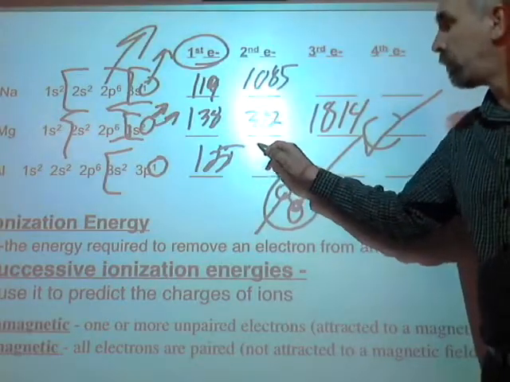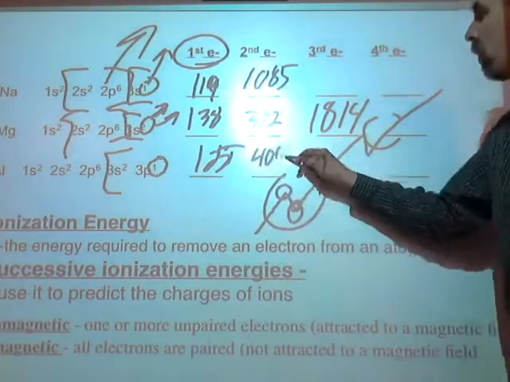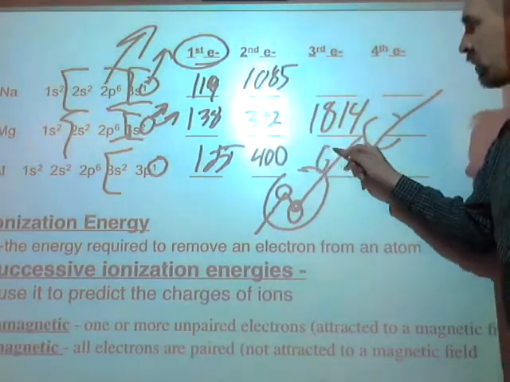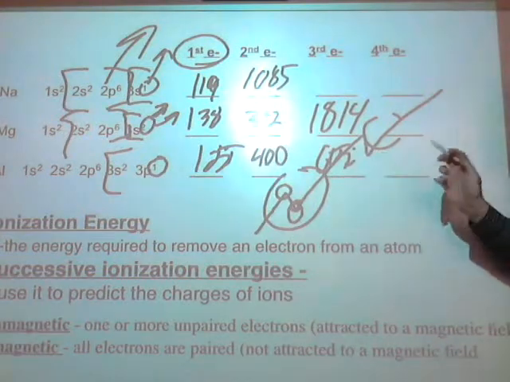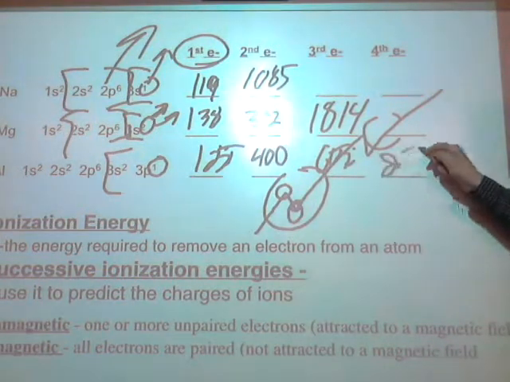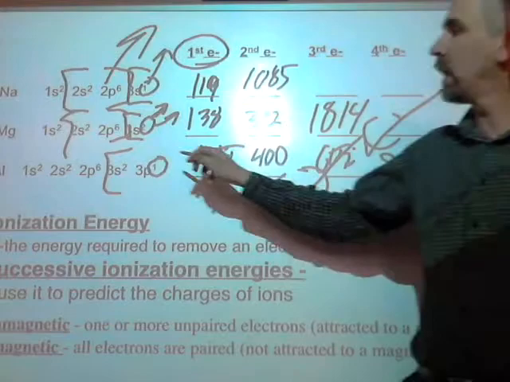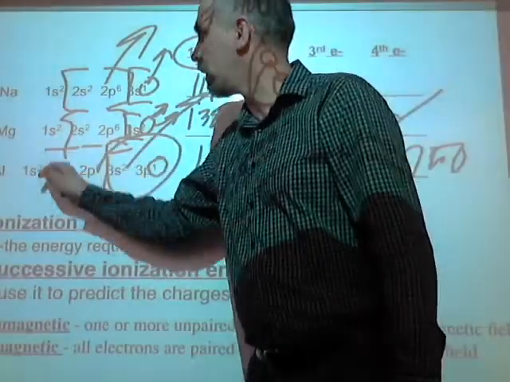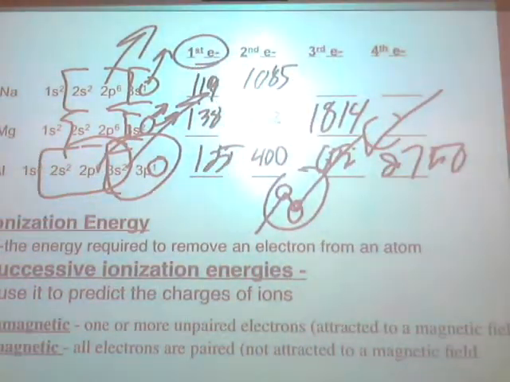All right, next number is going to be pretty high, maybe like 400. The next number would be higher than that, maybe 650. But where do you get the big jump of like maybe 2750? You get it after these first 3 are gone, and you've got to break this octet. Okay?